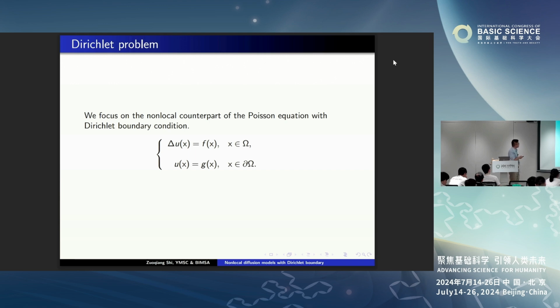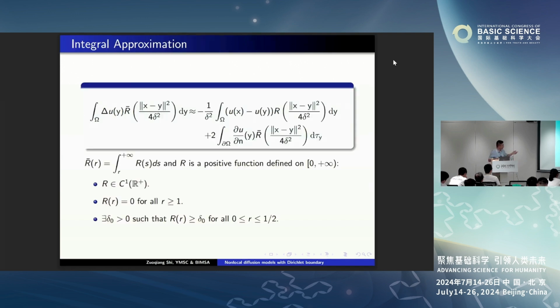Now in this talk, we will focus on the classical Poisson equation with Dirichlet boundary conditions. And we want to find the non-local counterpart of this problem. Okay, how to do that? Actually, our approach, sorry, it has some delay. Okay, actually, our approach is based on this integral approximation. The whole talk is based on this integral approximation.